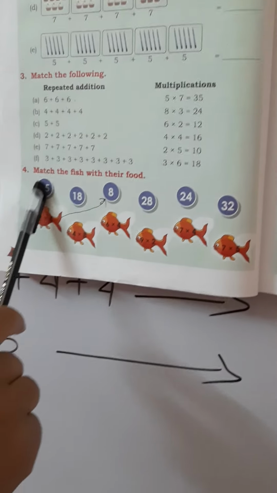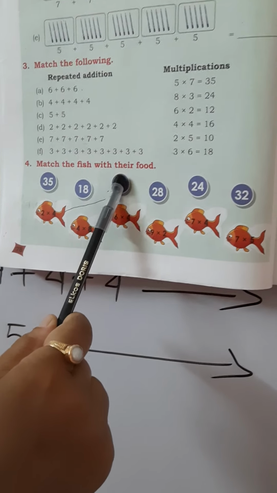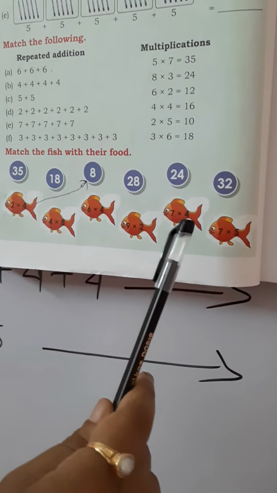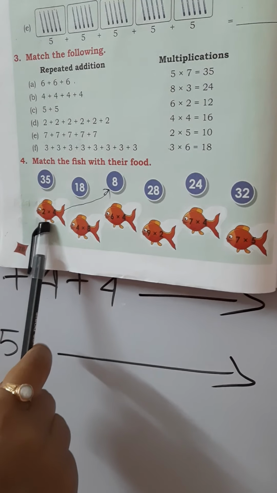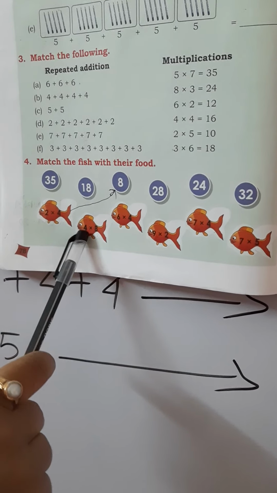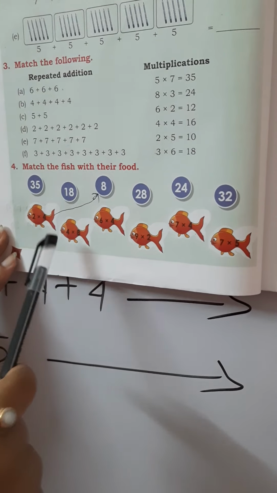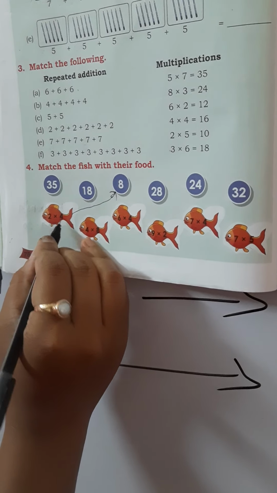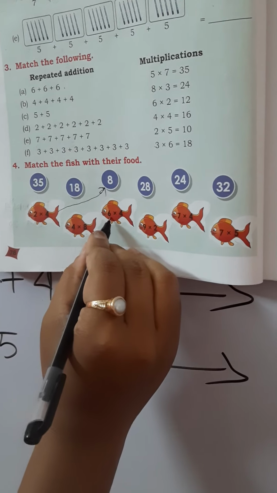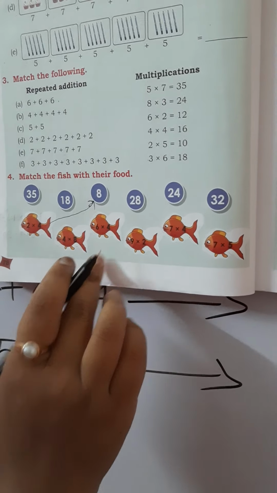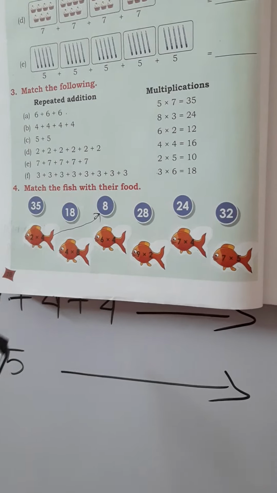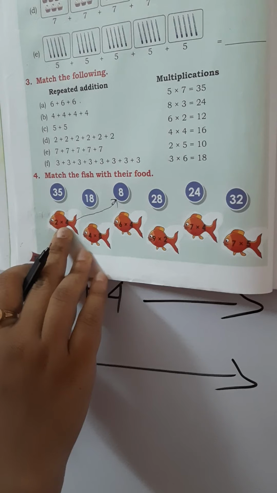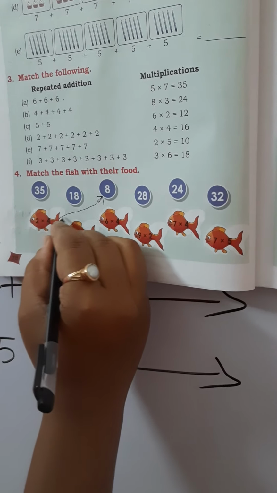Next topic, we have match the fish with their food. Here we have to match the fish, and here the food is this one, because inside the fish a small multiplication table is written: first one 2 into 4, next one 4 into 8, 6 into 4. The multiplication is written, and we have to match it with the product, which is called food here. So the first one, 2 into 4, that is 8.